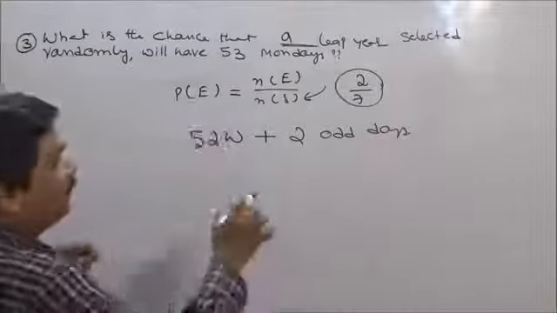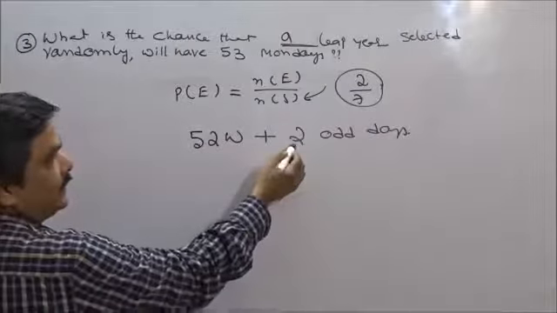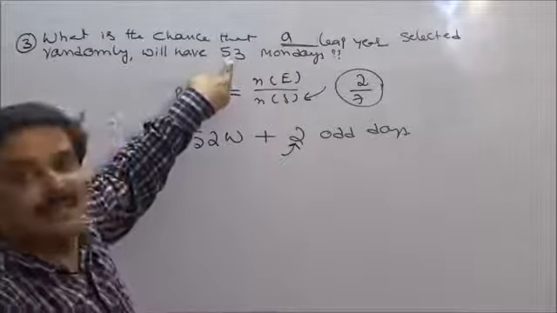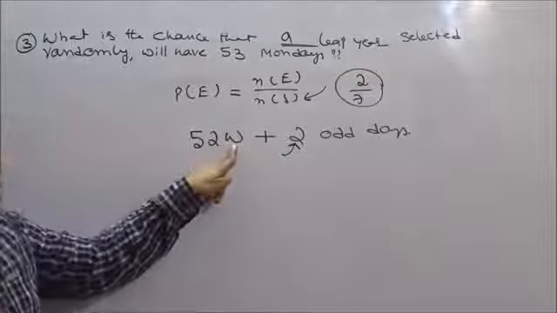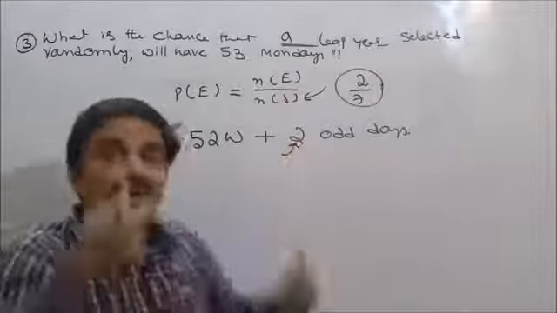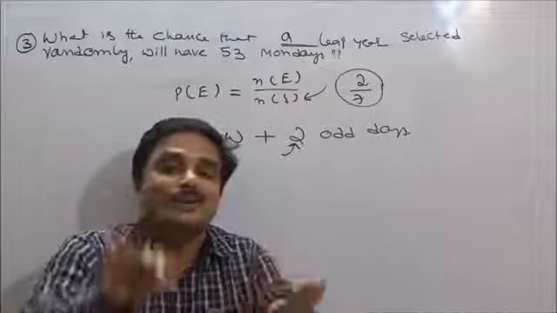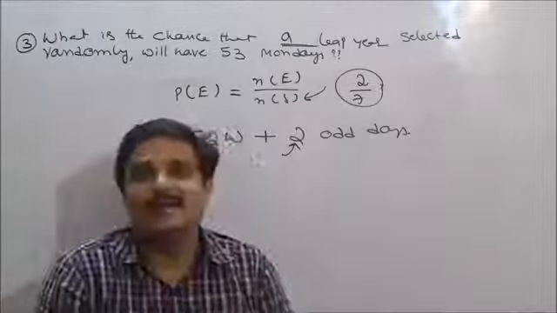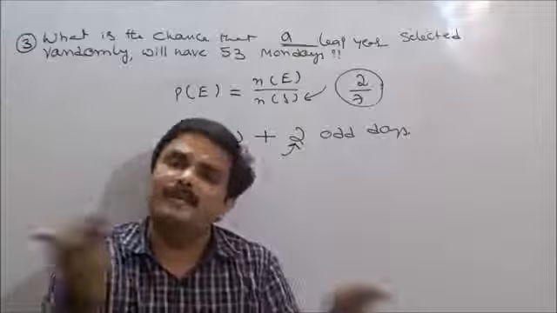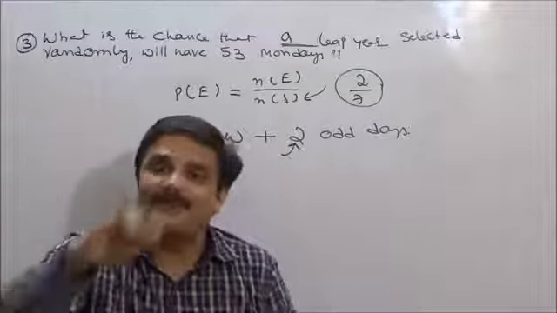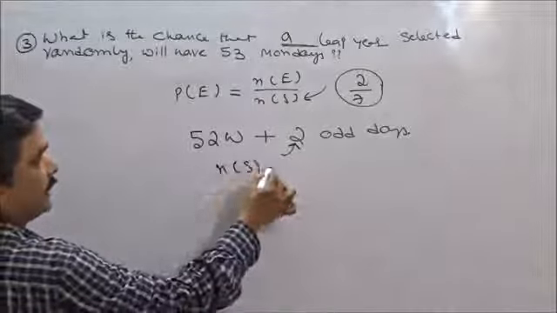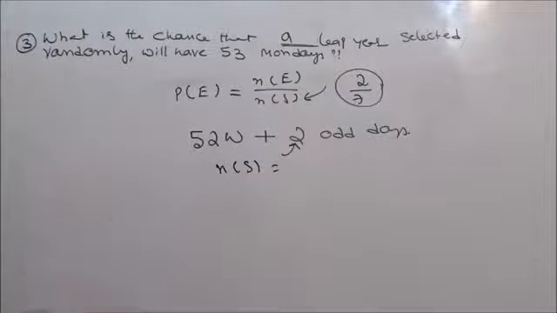Out of these 2 days, one day should be Monday because they are asking for 53 Mondays. In these 52 weeks, definitely 52 Mondays are there. Out of these 2 days, one day can be Monday. How many possibilities are there? First of all, desired events, then go for the probability. Before going for the probability, first count the sample space. What should be the sample space, students?